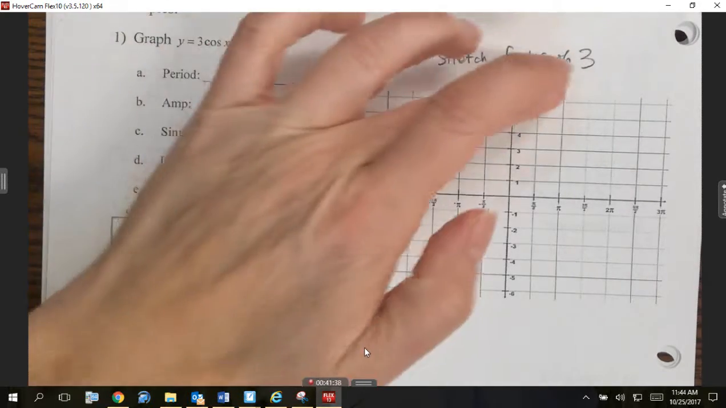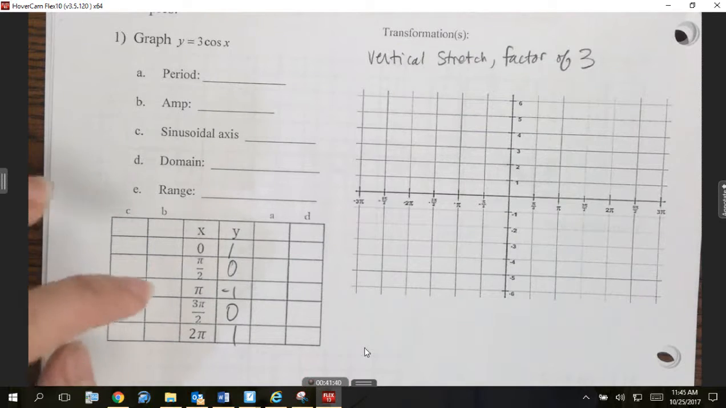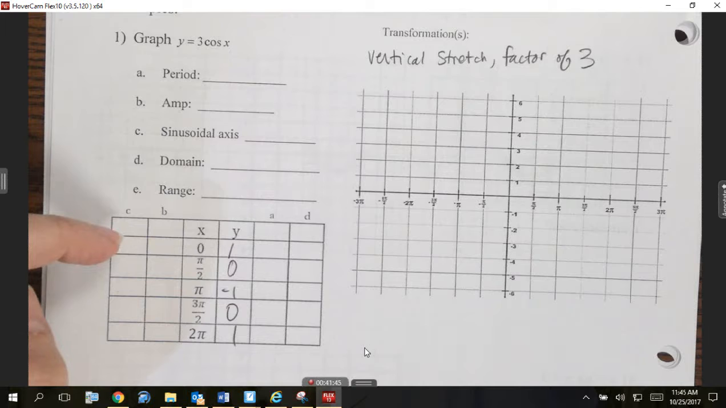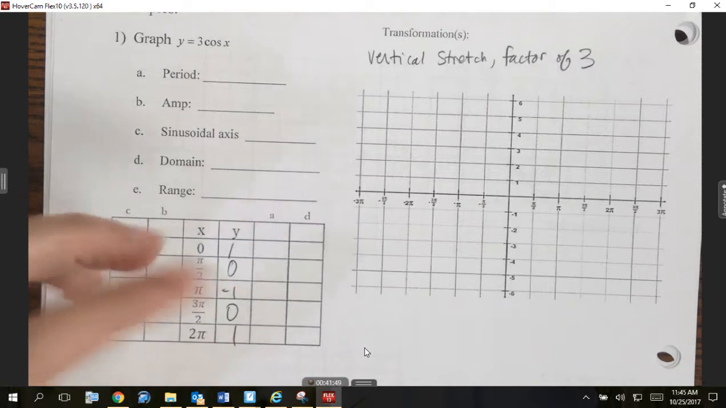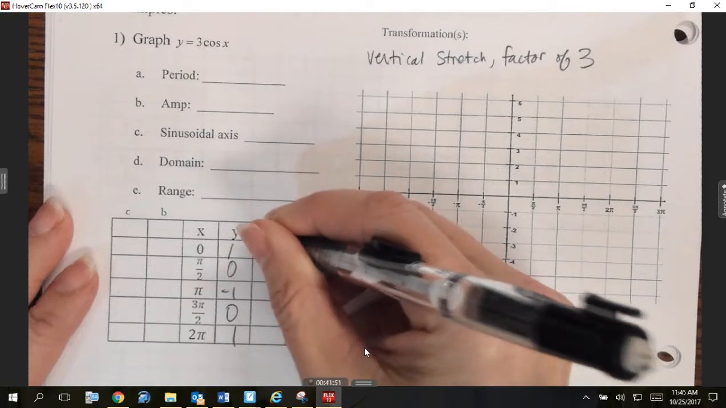Then we need to do a vertical stretch factor of 3. So vertical stretch affects which variable? Outside is the y variable. And since it's y, we don't change it. We just straight out multiply all the y values by 3.